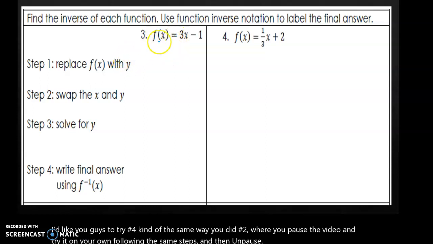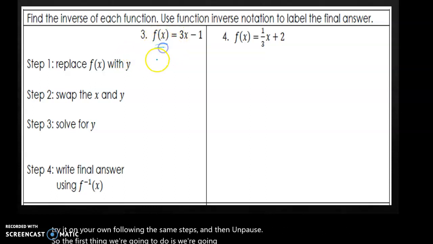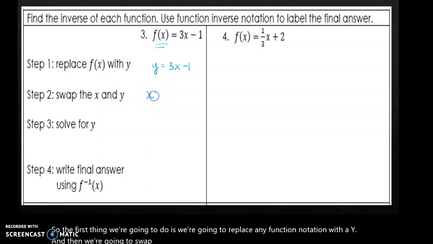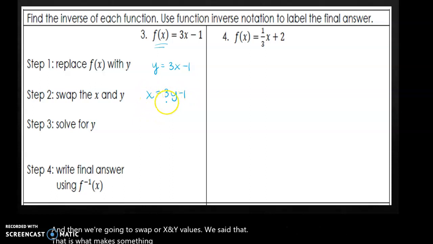So the first thing we're going to do is replace any function notation with a y, and then we're going to swap our x and y values. We said that is what makes something an inverse of itself, when you can swap the x and y values. And then we solve for y.